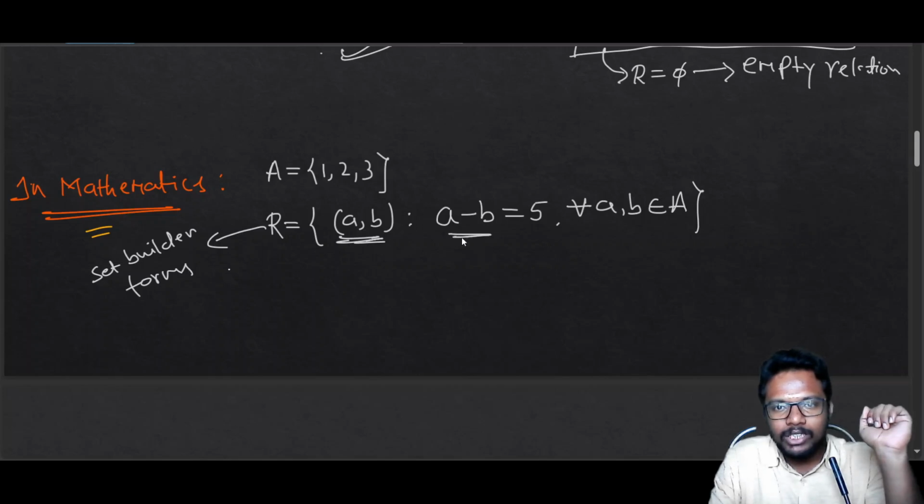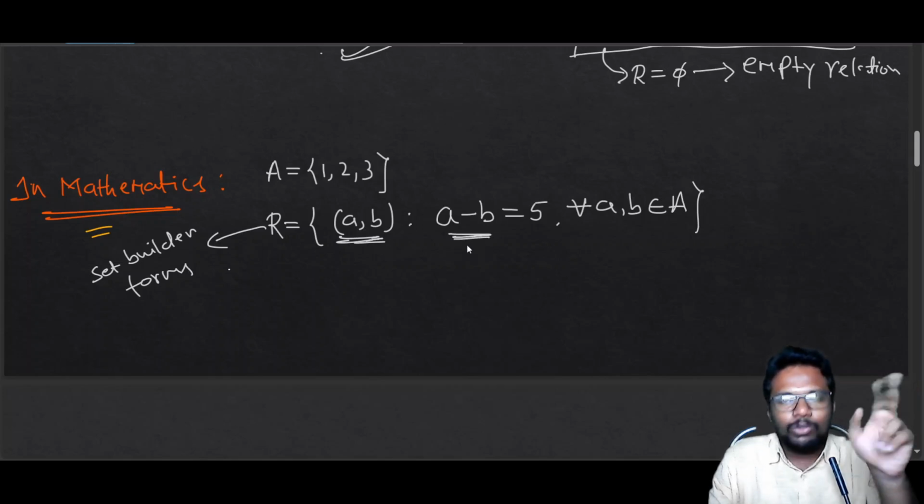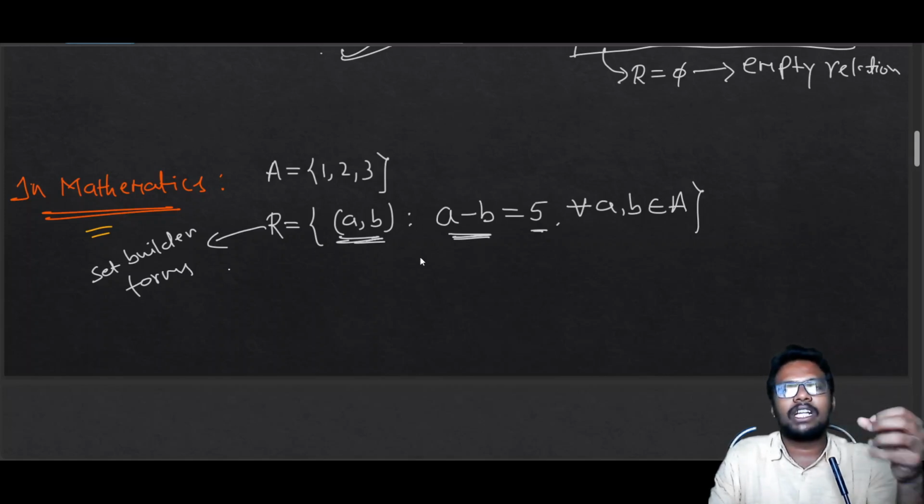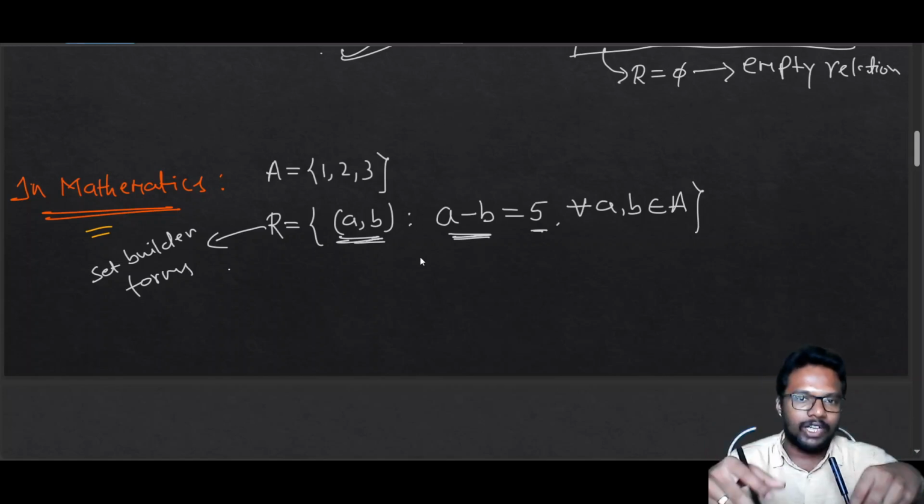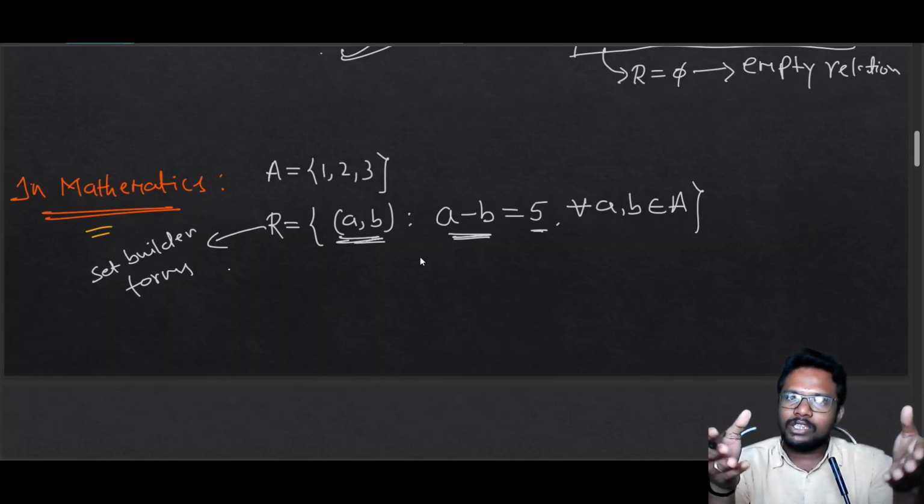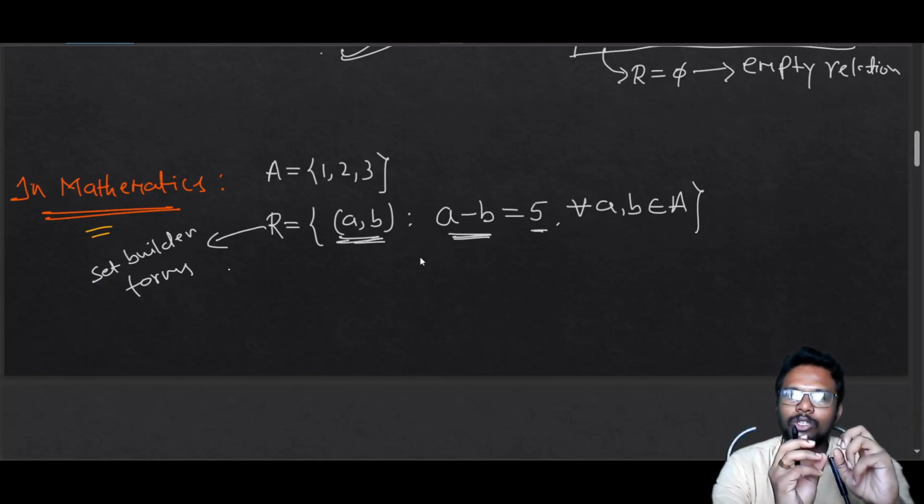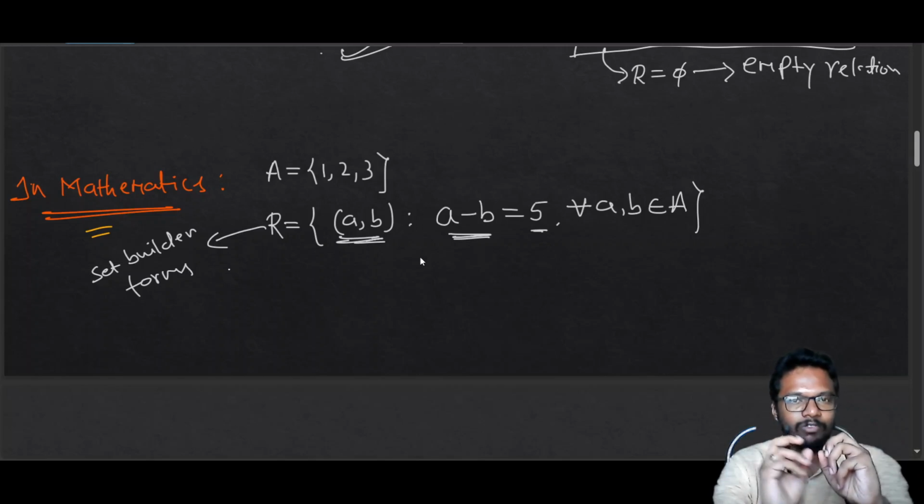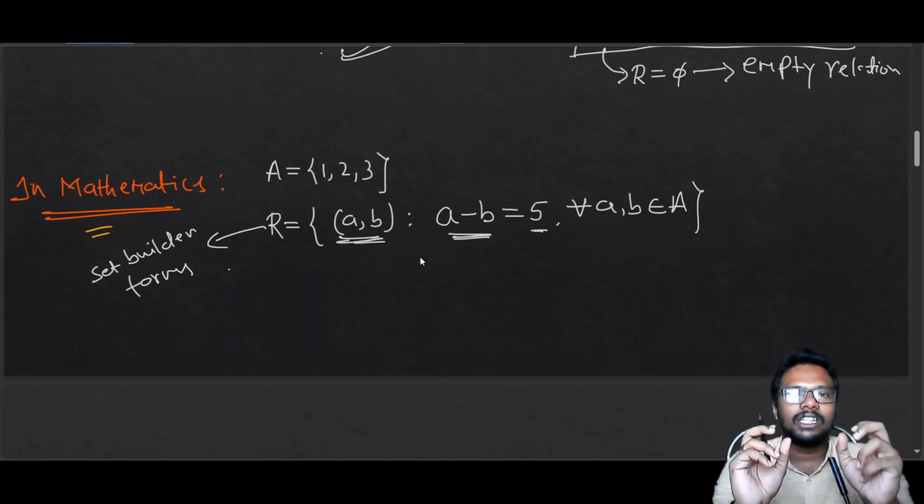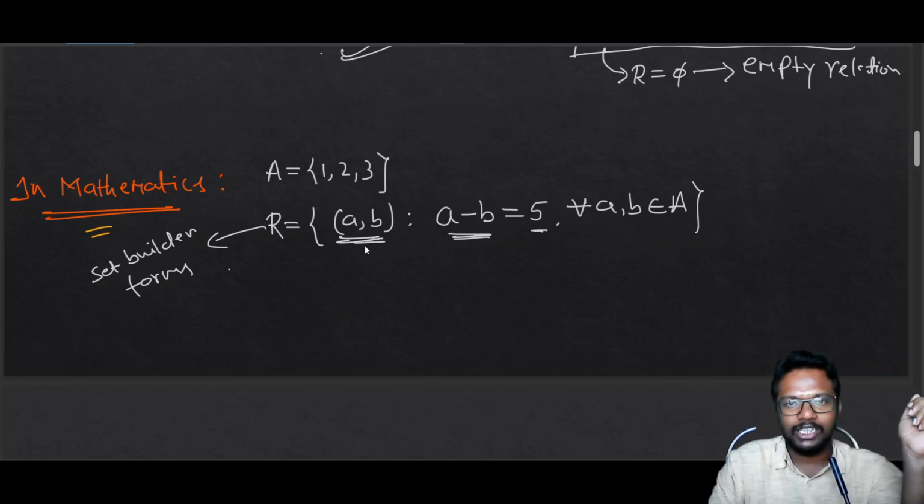The relationship is, if we subtract two numbers from set A, we should get the answer 5. So this is the relation. Take any two numbers in set A and subtract. If we get 5, it means there is a relationship between a and b. We can say it like that.